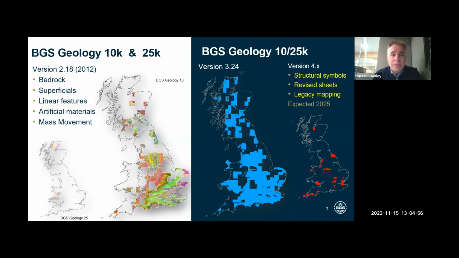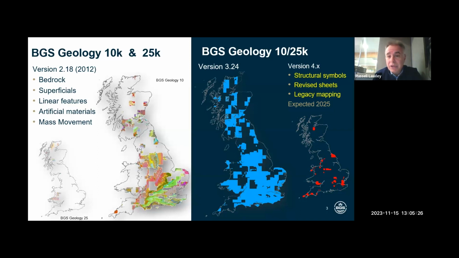Each data set comes with a bedrock layer, a superficial layer, linear features, artificial materials, and a mass movement layer. And that five-fold structure is how we break up our data. The bedrock layer is anything which is a lithified material more than 2.6 million years old. Superficials are anything from the Quaternary age. Linear features, artificial materials, and mass movement kind of speak for themselves. They're specialist layers detailing specifics.